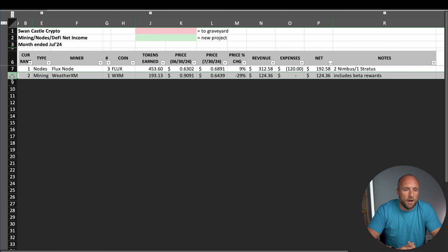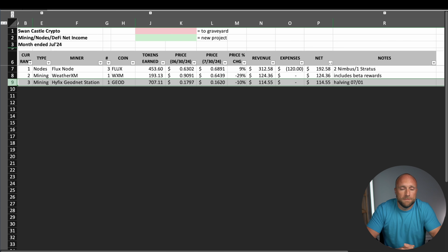Coming to number 2 for the month is my WeatherXM weather station. This project just went live, I believe, 2 months ago. So my rewards here, I netted $124 for the month, and that does include my beta rewards. So my rewards are a little bit higher than you would receive if you just started spinning up a WeatherXM weather station on your own, but still quite lucrative here for me, especially these first couple months. I've been constantly selling my tokens, and at this point, I've already made back the cost of my weather station in just about 3 months since it went live.